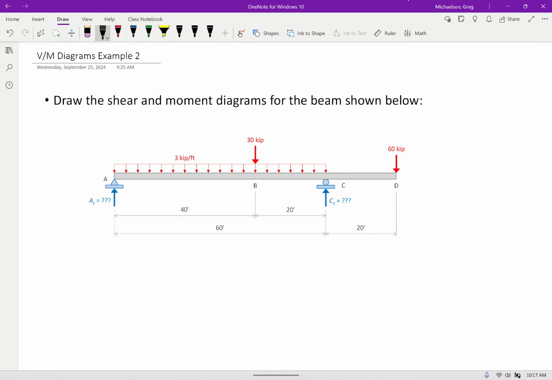So first thing, let's just all recognize that. Are we all okay with that? Hopefully. Okay. Let's handle this the way that we've handled any problem so far. So what do you want to do? Sum moments at A to determine the reaction at C, and then sum verticals to get the reaction at A. Okay?